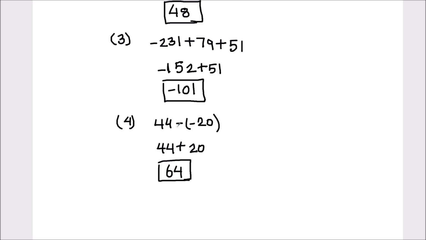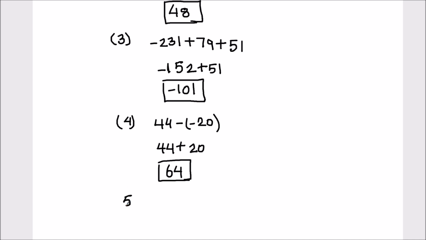When we multiply two negative signs or two positive signs, the sign will be positive. And when we multiply two signs which are opposite, like plus and a minus, or minus and a plus, then we'll get a negative sign. So here we are multiplying two same signs, then there will be a positive sign.